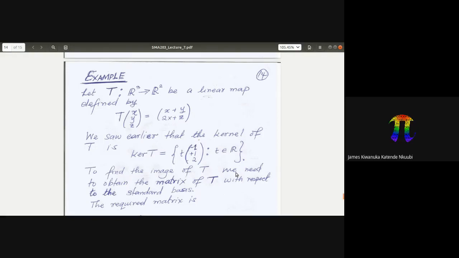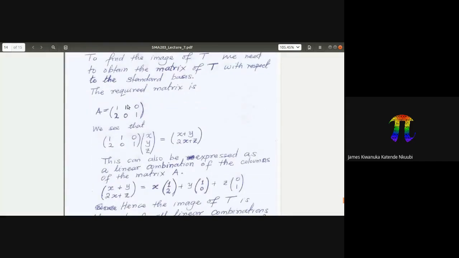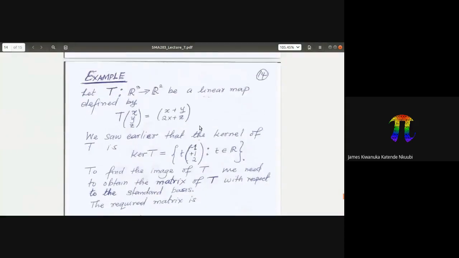Now, to find the image of T, we need to obtain the matrix of T with respect to the standard basis. Remember, we learned how to do this in the last class. Given a map, you can find the matrix with respect to the standard basis. So the required matrix is this. Can you find this matrix? Let me give you that work. Can you find the matrix of this linear transformation with respect to this basis? Just find it so that we can compare it with the answer we have, and it also gives you a chance to test your knowledge from the previous class. Can you find the matrix?